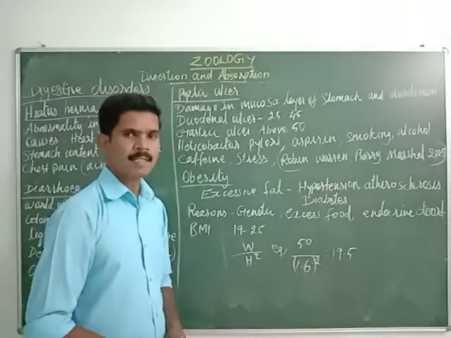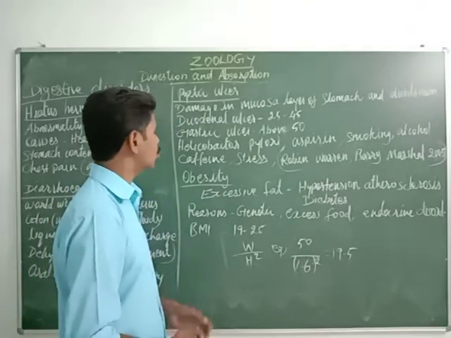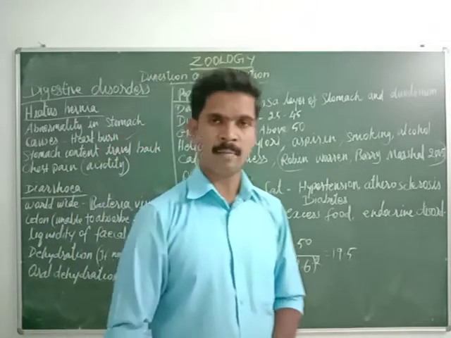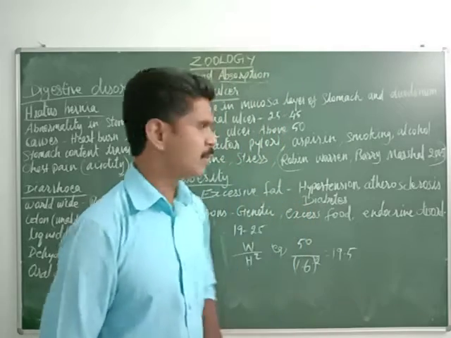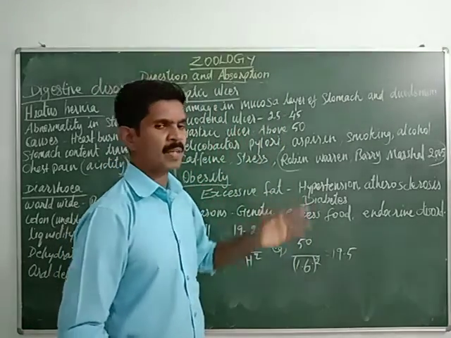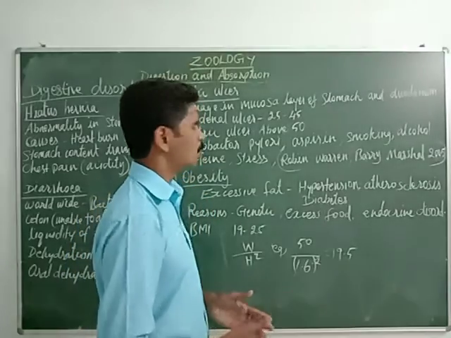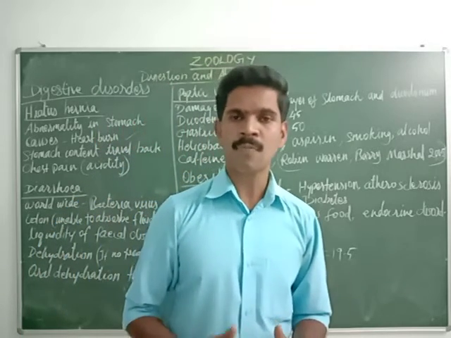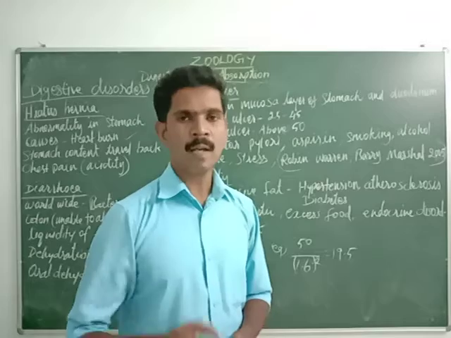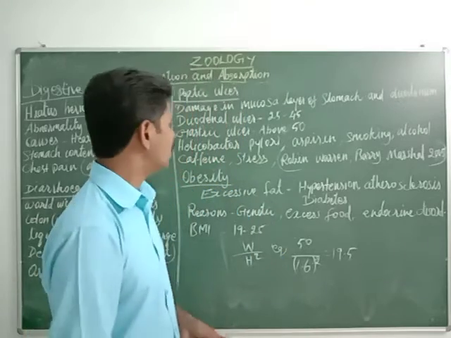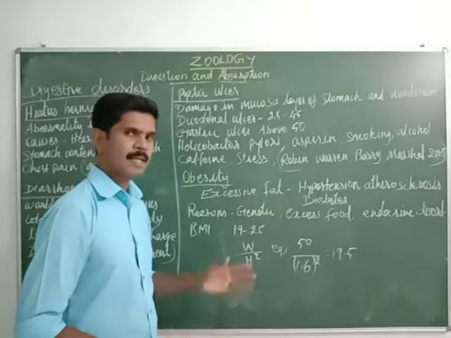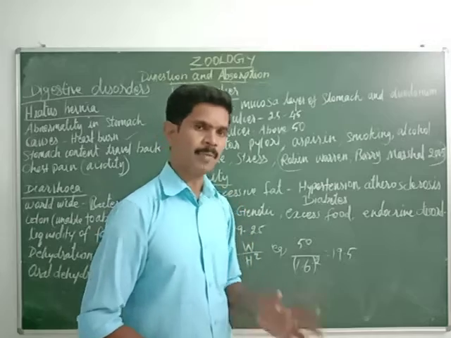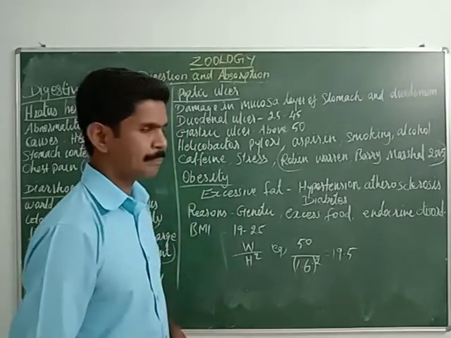Then the ulcer is divided into 2 types: one is duodenal ulcer and the second one is gastric ulcer. Duodenal ulcer affects people between the age group of 25 to 45. This age group is highly prone to this disease. The next one is gastric ulcer, which commonly affects people above the age of 50.